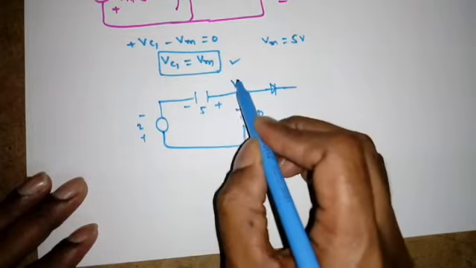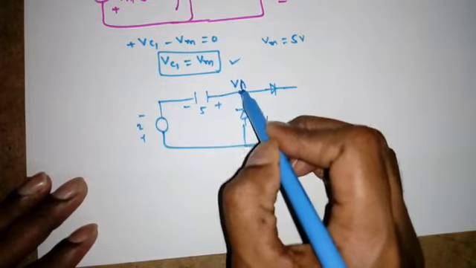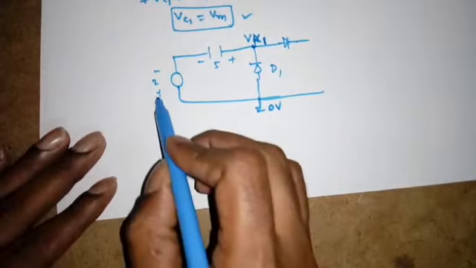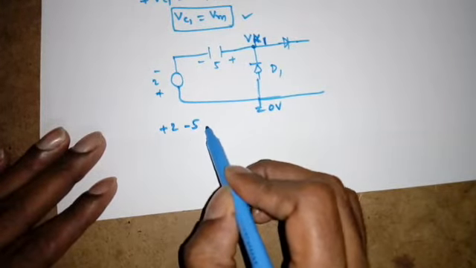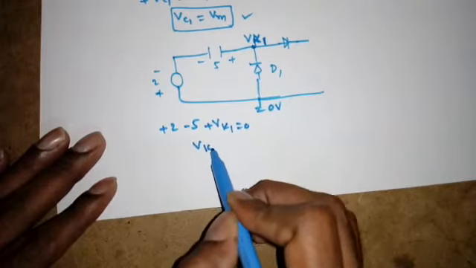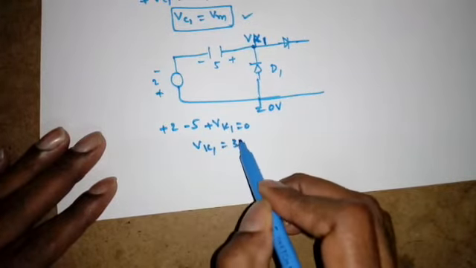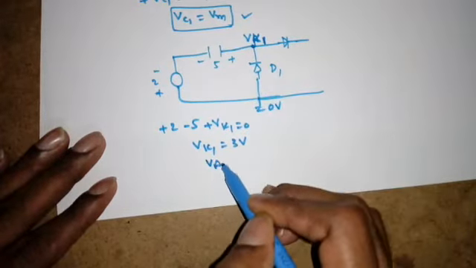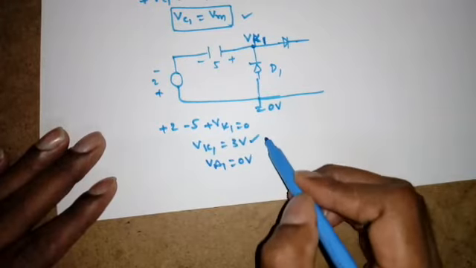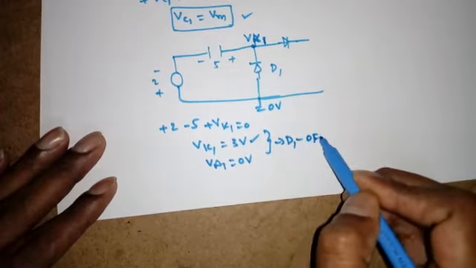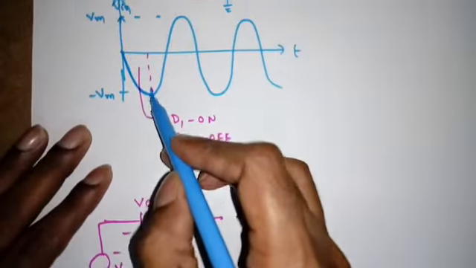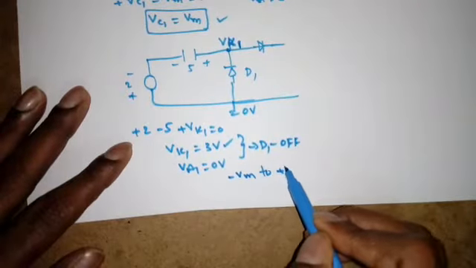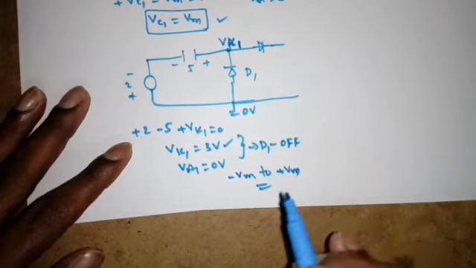Now see, if I find the voltage here, I will take it as VK1. To find that, anyway this is 0 volt. So apply KVL, we will get plus 2 minus 5 plus VK1 is equal to 0. So what is VK1? 2 minus 5 is minus 3, so VK1 will be 3 volts. So VK1 of the diode D1 is 3 volts, but VA1 is 0 volts. Which one is higher? Cathode voltage is higher. So that means the diode D1 will be off from minus Vm to plus Vm.